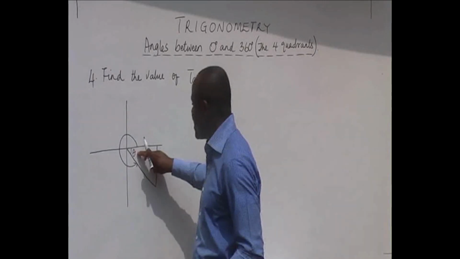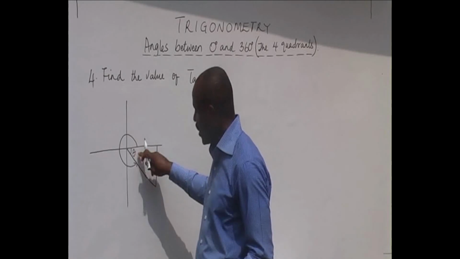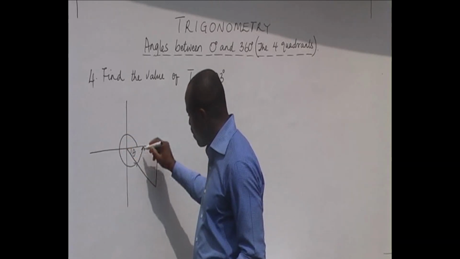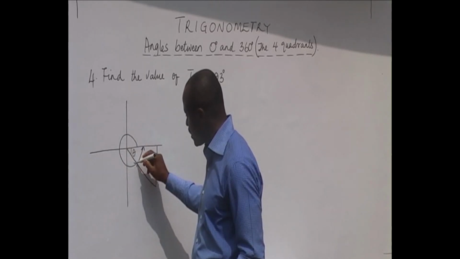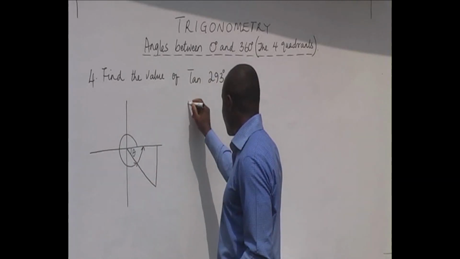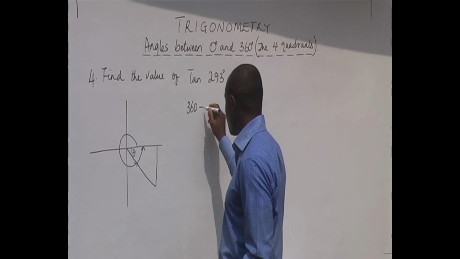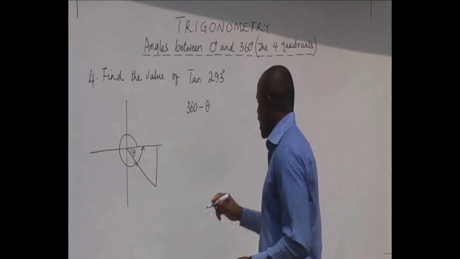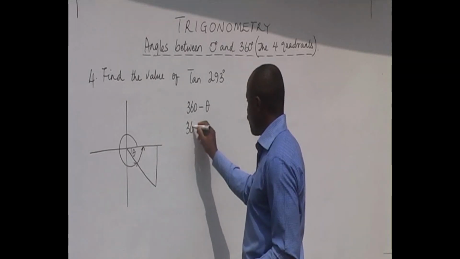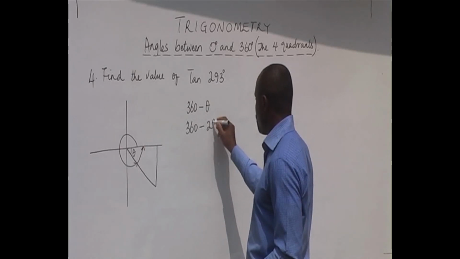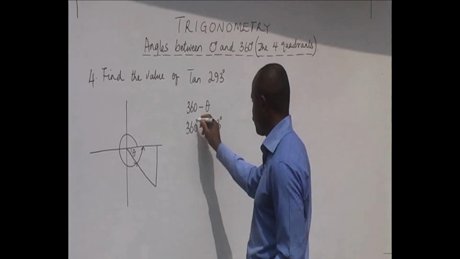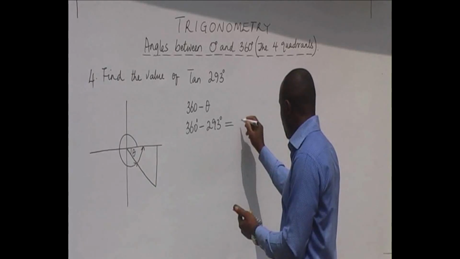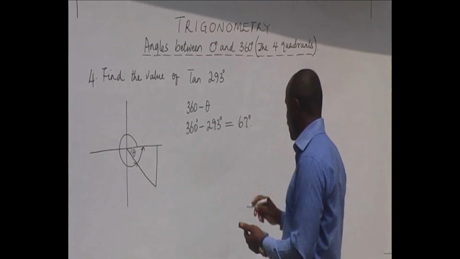If you want to find its equivalent acute angle, that means you have to complete this. The angle from here back to that place minus the angle from here to this place. That is going to give us 360, the angle of the circle, minus theta. The law applicable in the fourth quadrant. This is the same thing as 360 minus 293 degrees. 67 degrees. So the equivalent acute angle is 67 degrees.